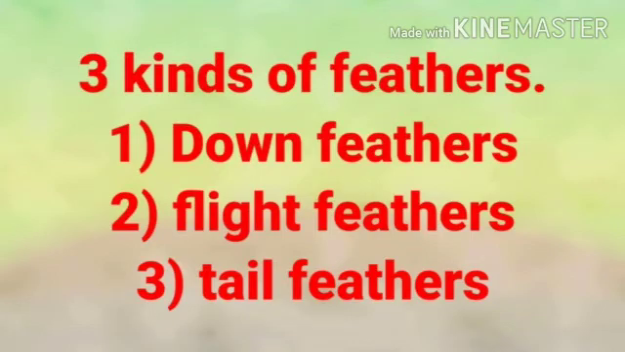Flight feathers form most of the wings, and they help the bird fly in the sky. Tail feathers are used for balancing and steering. And the body feathers are used to give the bird its streamlined shape.